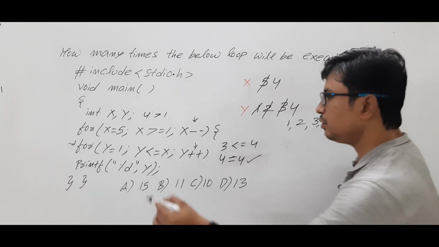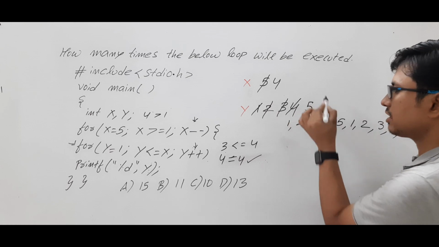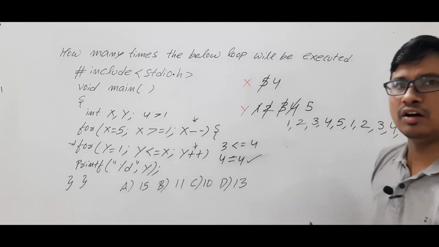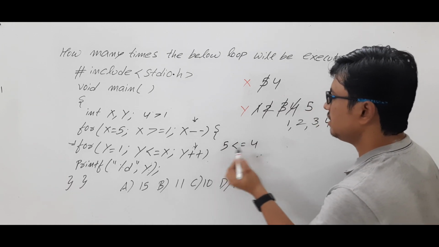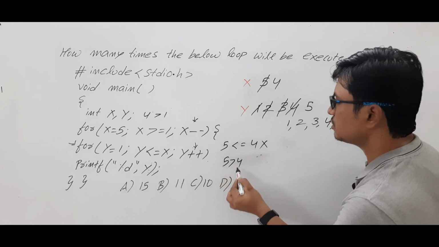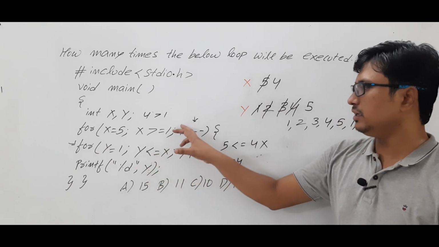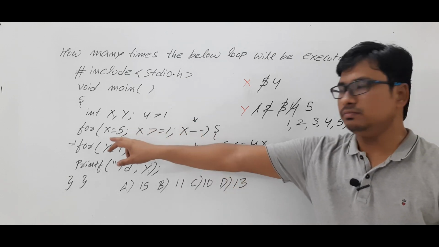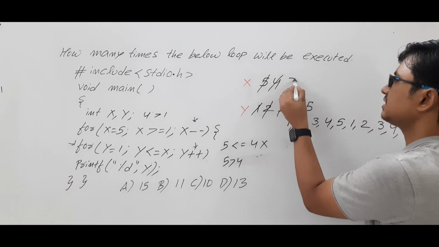Okay. Now once it is done, you will increment the y value. Y value will become 5. Now check this condition. Y less than or equal to x. What is the y value? Y value is 5. 5 is less than or equal to 4. Wrong. 5 is greater than 4. So this condition is false. If this condition is false, again you will go to the update section of outer for loop, which is x minus minus. So x value will become 3.